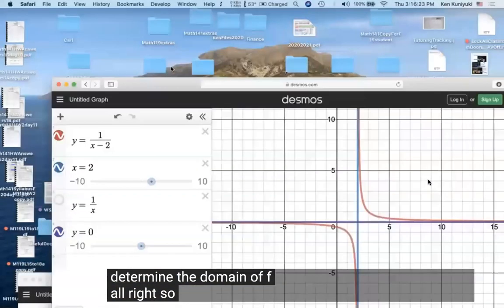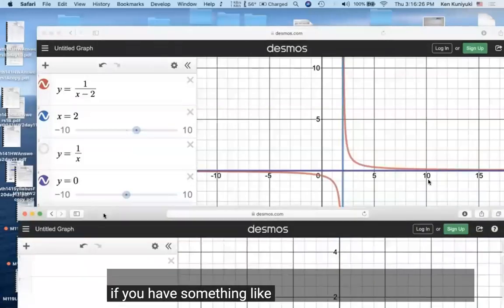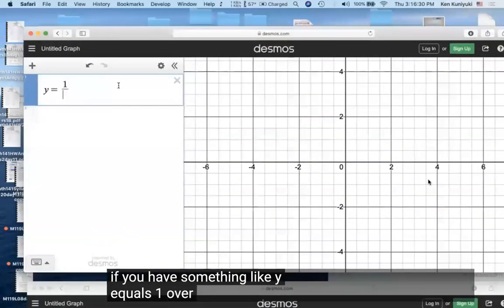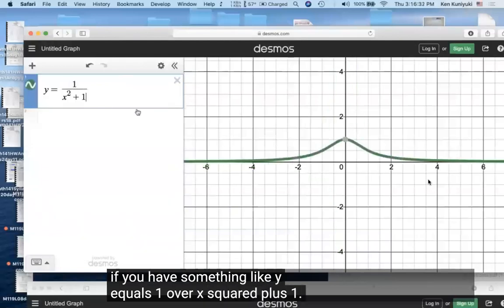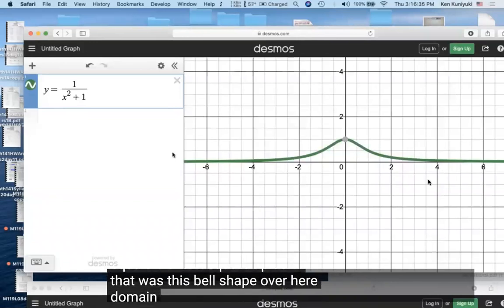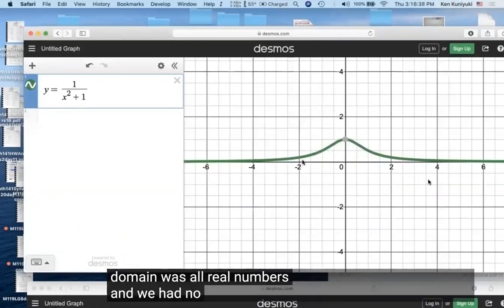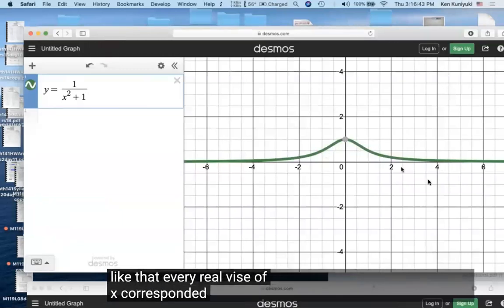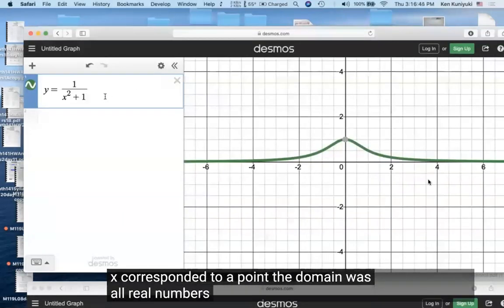So if you have something like y equals 1 over x squared plus 1, that was this bell shape over here. Domain was all real numbers, and we had no VAs or holes or anything like that. Every real value of x corresponded to a point. The domain was all real numbers.